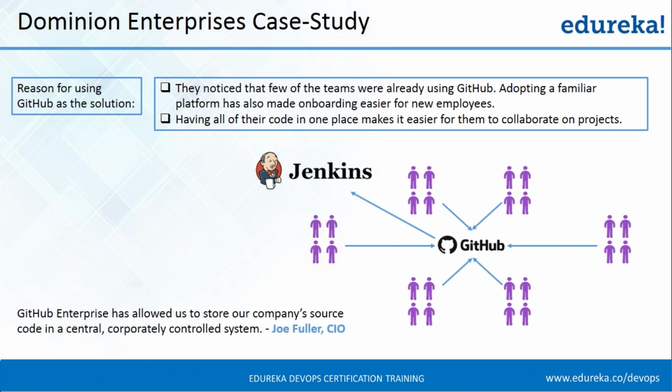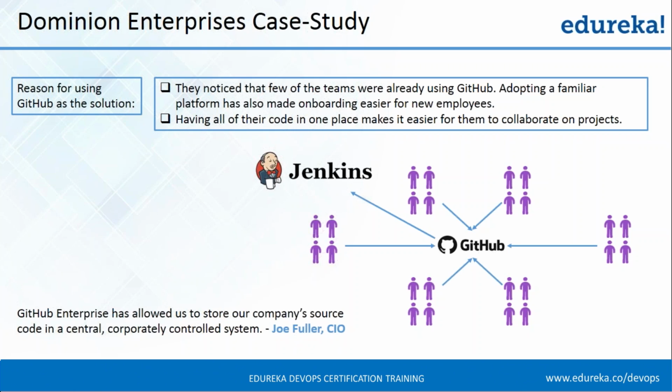And with GitHub, all the development teams were provided access to where they can always share their code on what they're working on. So at the end, everyone has got a very secure place to share code and work together. And as Joe Fuller, the CIO of Dominion Enterprises, says, GitHub Enterprise has allowed us to store our company's source code in a central, corporately controlled system.